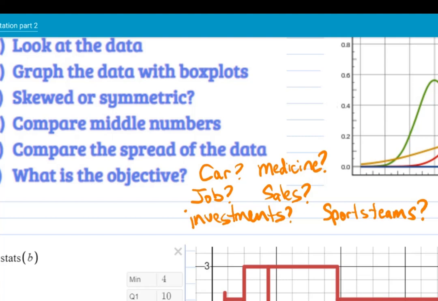The last question is, what's your objective? Are you trying to buy a car? Are you trying to create a new medicine? Are you looking for a job? Are you looking to hire somebody for a job? Are you the salesperson or a sales manager for a company? Who's your best salesperson? Are you looking for investments, where to put your money? Are you debating with your friend your favorite sports teams?